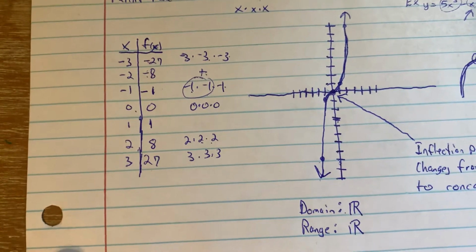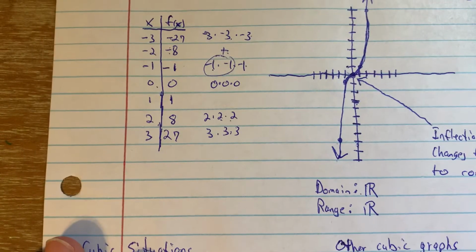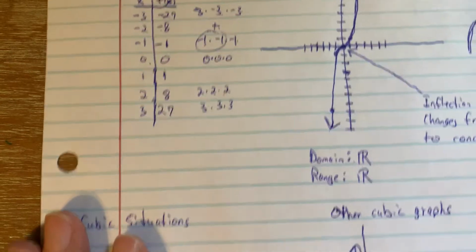Just real quick, this is the graph of the parent function. Other cubic graphs that have that one inflection point might look a little bit like this. They look a little crazier.